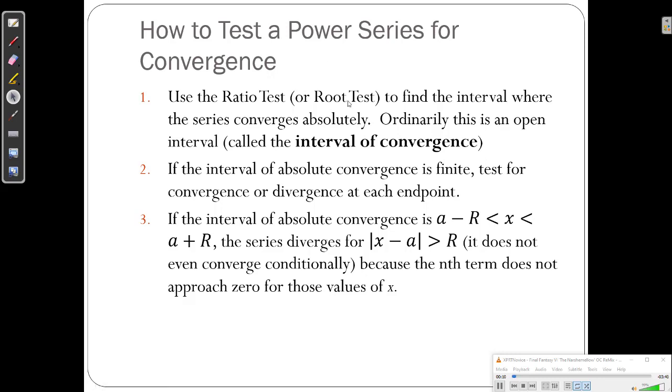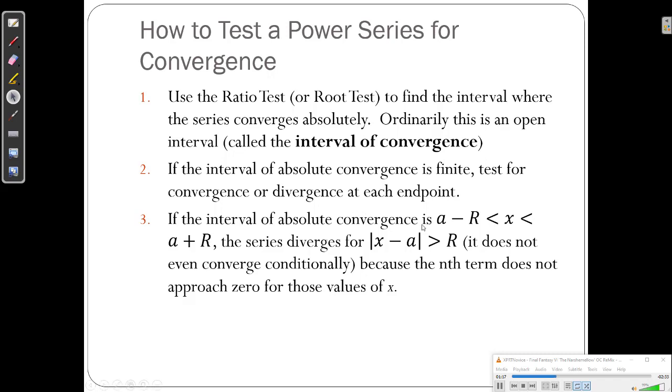Ordinarily, this may be an open interval. Occasionally, it might converge absolutely at one of the endpoints. But if we have a finite radius of convergence, we'll test for convergence or divergence at the endpoints. If it's infinite, I mean, the endpoints are infinity. There's no point in trying to test those for convergence or not. And this last thing is just assuring us that once we find the radius, we don't have to go beyond it when we're checking for conditional convergence.